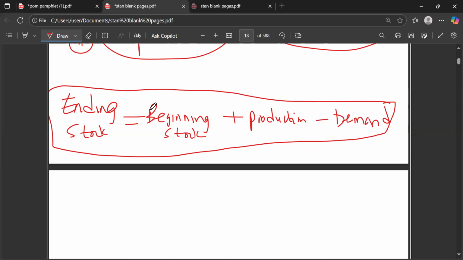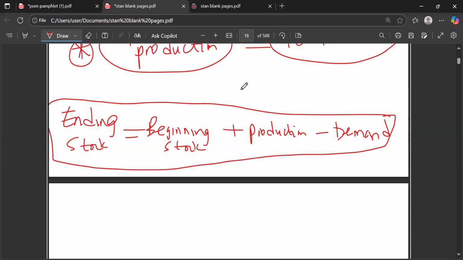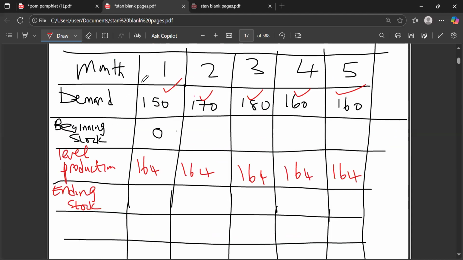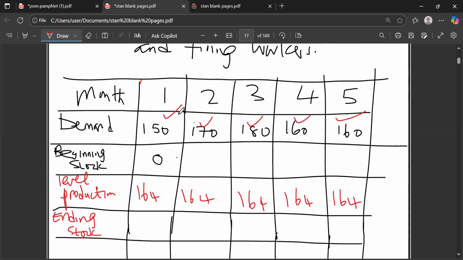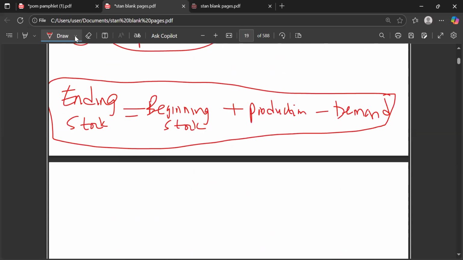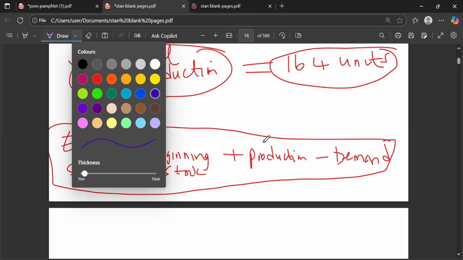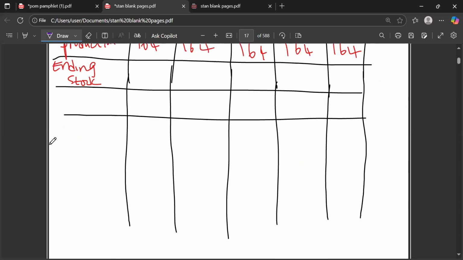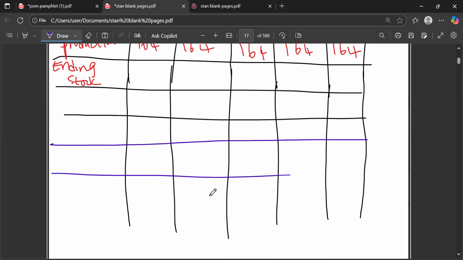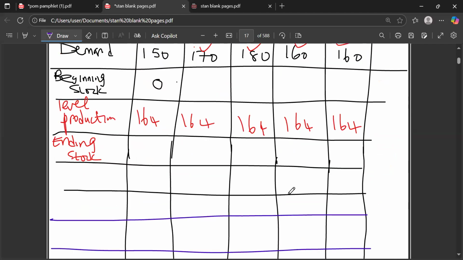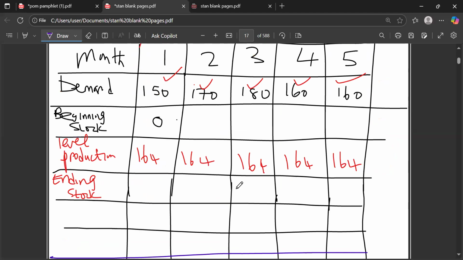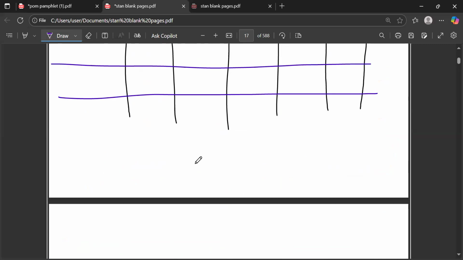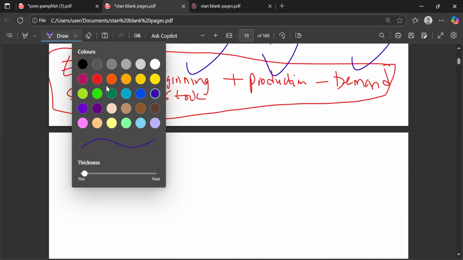Okay. So I want you from this way to tell me, what will be our ending stock for period 1 if you have followed? It is the beginning stock plus production minus demand. Beginning plus production minus demand. So what will be our ending stock for period 1? Tell me if you have followed so far. I think it will be 14. Thank you very much. 14. Thank you for getting it correct.